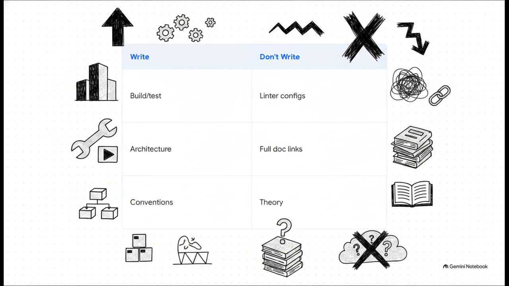Now, notice the strict contrast here between what you absolutely should provide versus what you should leave on the cutting room floor. You definitely want to include build and test commands, key architectural decisions like saying, hey, we use a monorepo, and specific naming patterns. But you actively want to avoid dumping in linter configs, massive external documentation links, or long rambling paragraphs of programming theory. Basically, Claude doesn't need a textbook, it needs a cheat sheet.